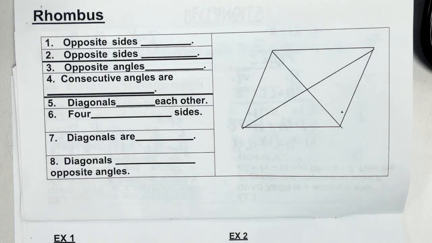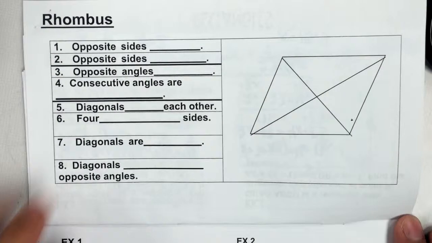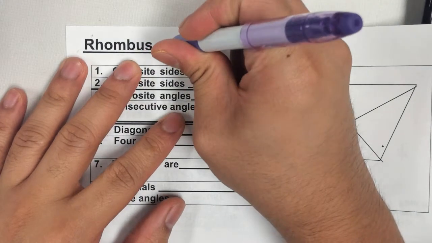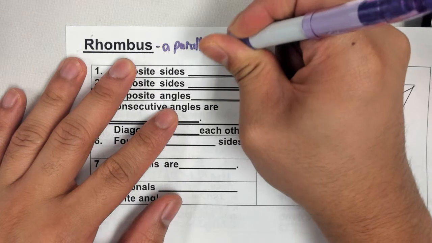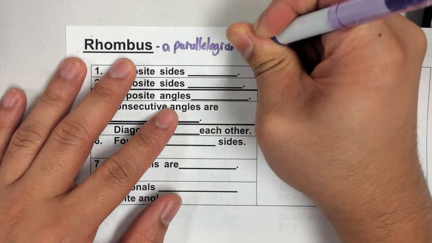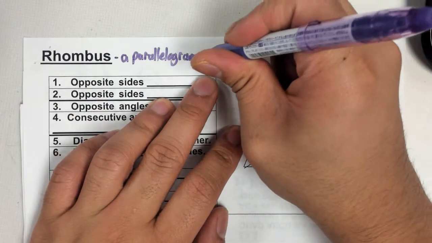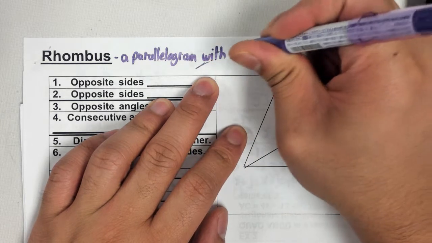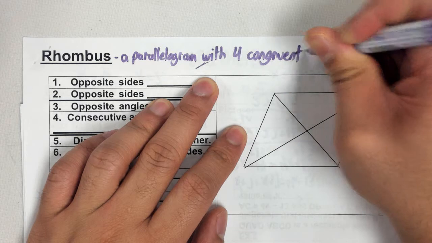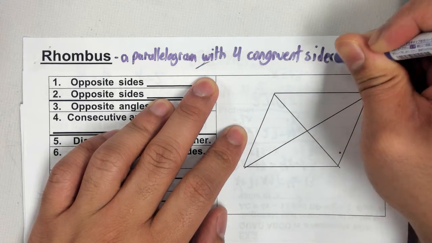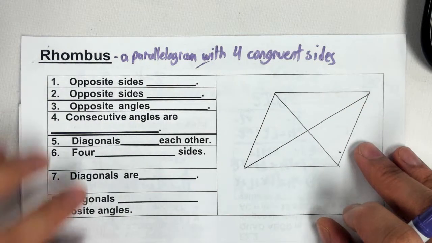Alright, today I will go over properties of a rhombus. A rhombus is a parallelogram with four congruent sides. So this is what we call the basic definition of a rhombus.